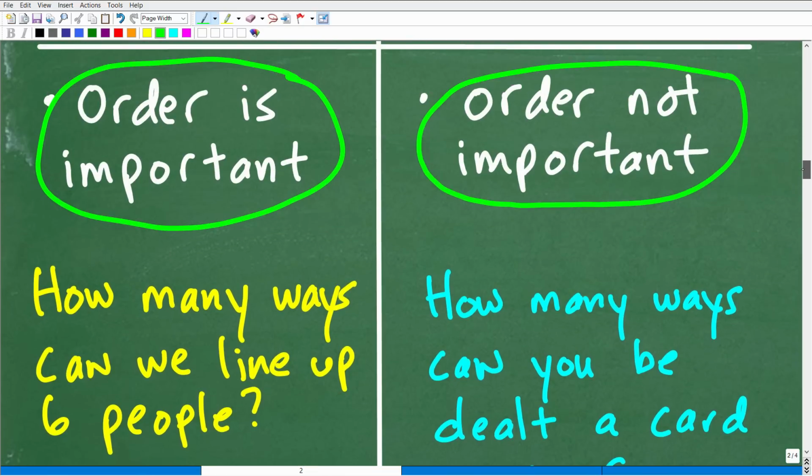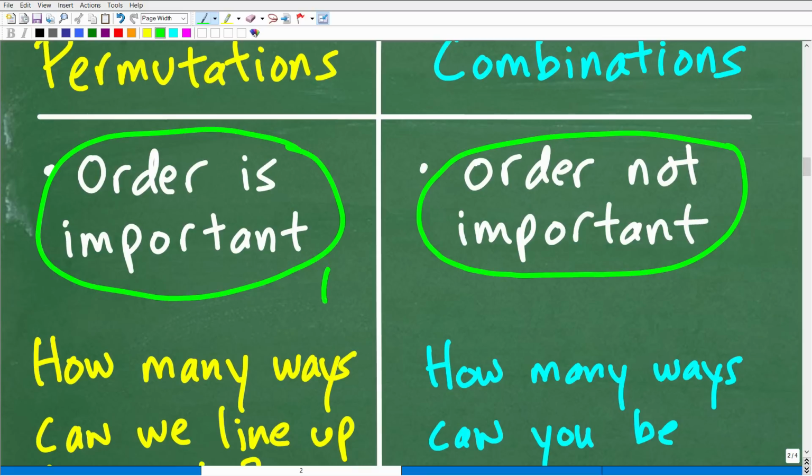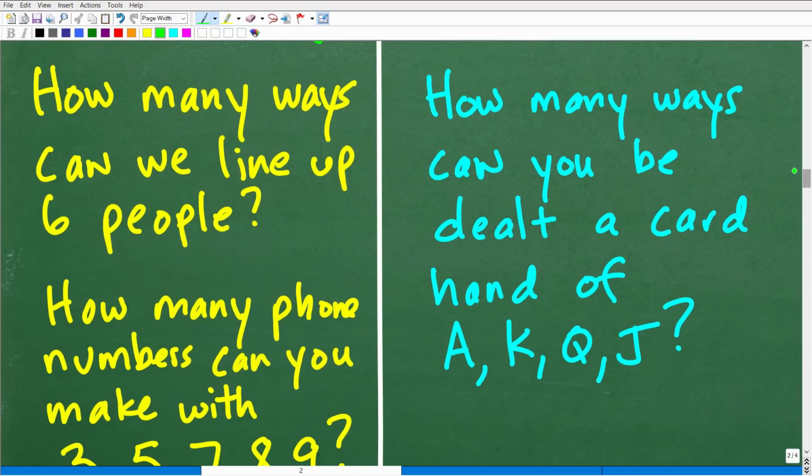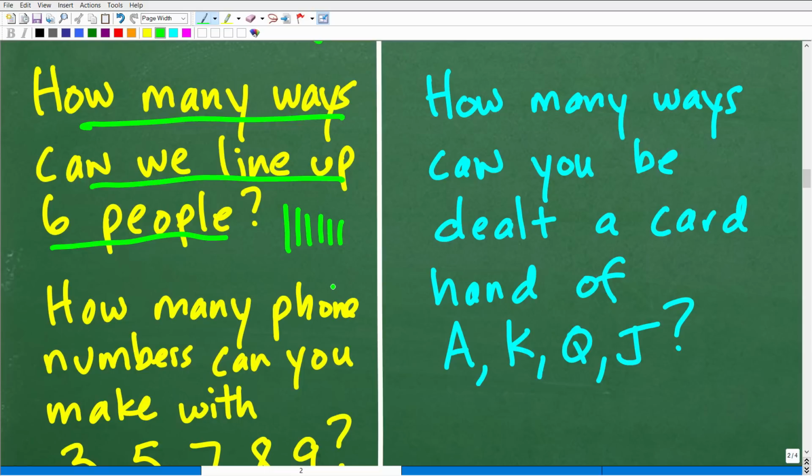So let's look at permutations first. I've got an example here, but let's keep our focus on the left-hand column for now. Suppose I had a question like this: how many ways can we line up 6 people? You have to ask yourself, is order important or not important when we're counting how many different ways we can line up 6 people? Well, yes, order is definitely important, right? One person is going to be first, the next person second, third, fourth, fifth, sixth. Order is important in terms of answering that question.